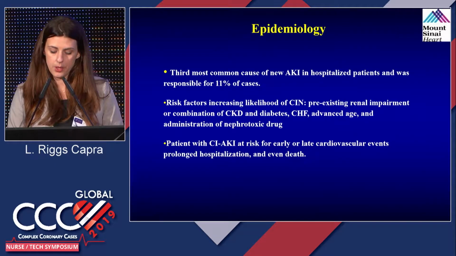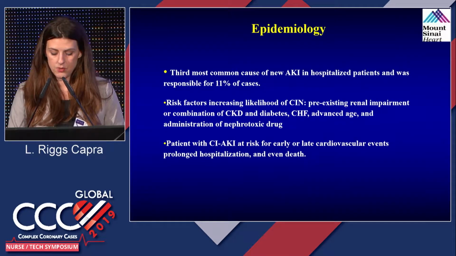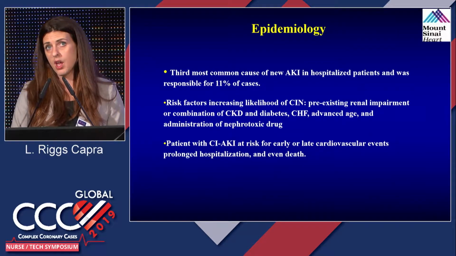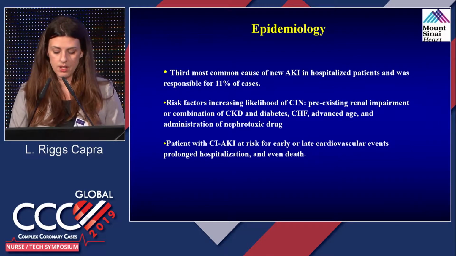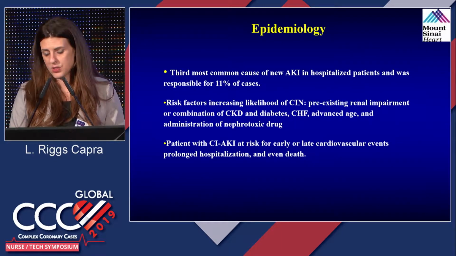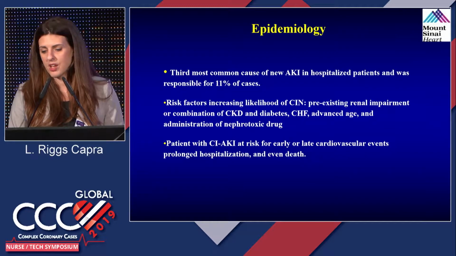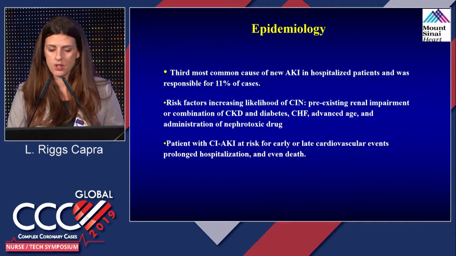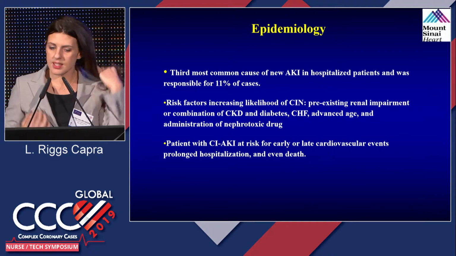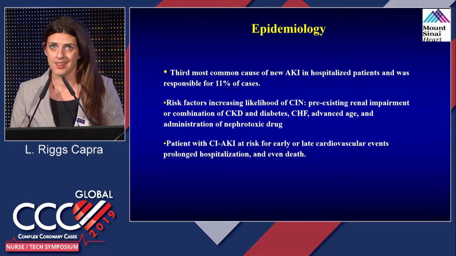So when we're looking at the epidemiology of CIN, we should consider that it's the third most common cause of new AKI in hospitalized patients. That comes just after decreased renal perfusion and patients who've had nephrotoxic medications. It was responsible for 11% of cases of patients with new AKI. Risk factors for these patients include likelihood of pre-existing renal impairment or combination of CKD with diabetes, CHF, advanced age, and administration of nephrotoxic drugs. Patients with CIAKI are at risk for early or late cardiovascular events, prolonged hospitalizations, and death.